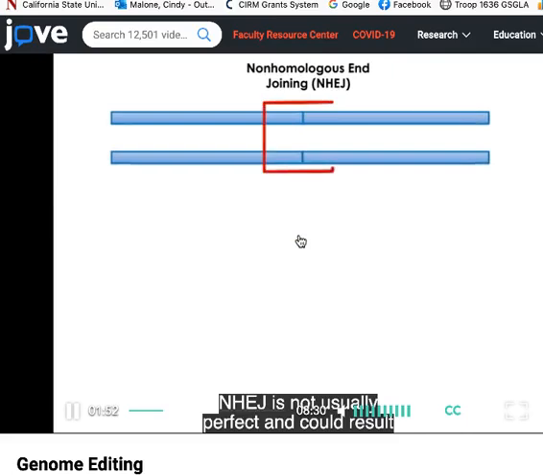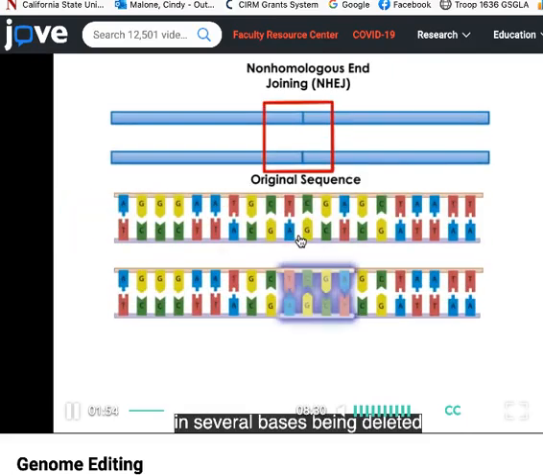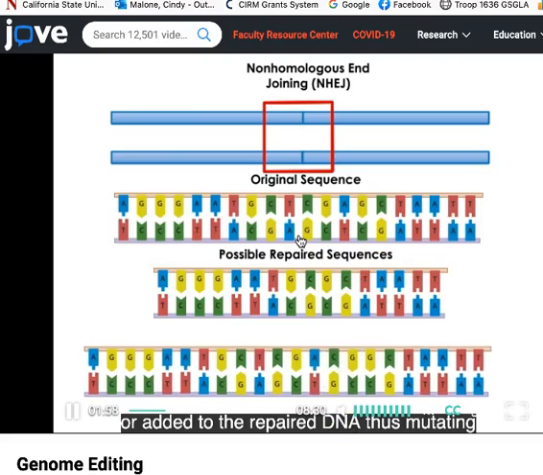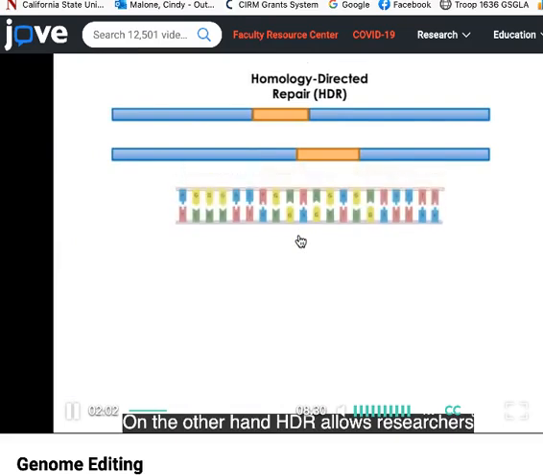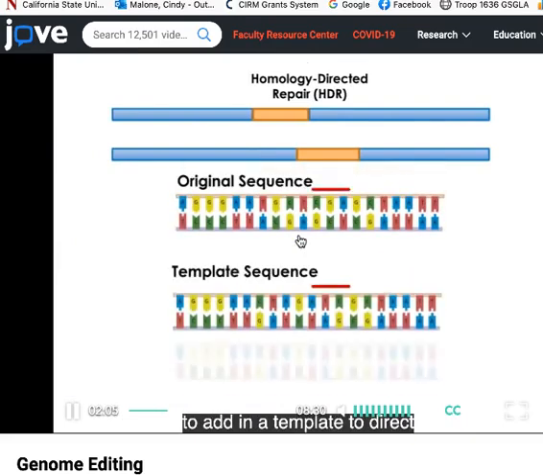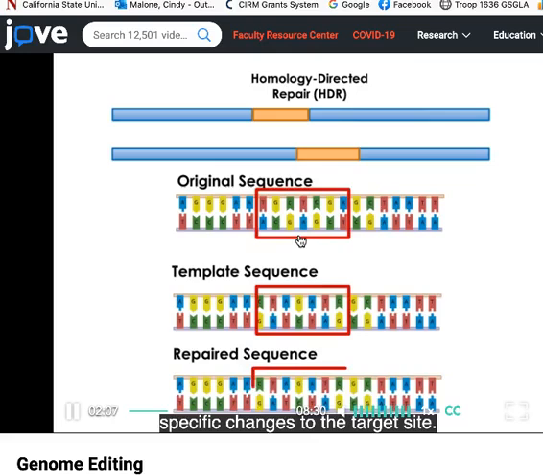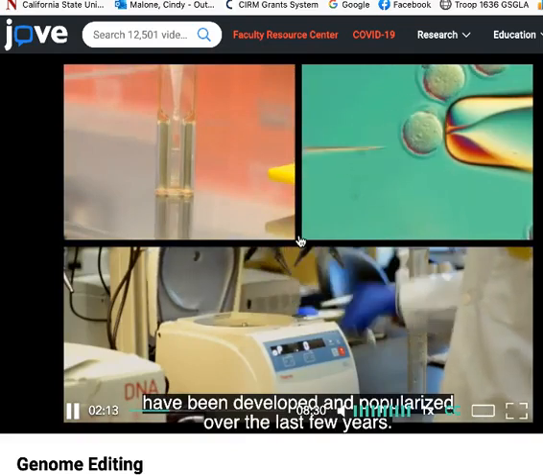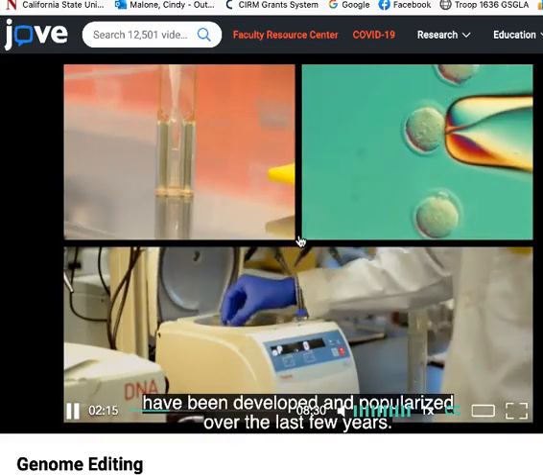NHEJ is not usually perfect and could result in several bases being deleted or added to the repaired DNA, thus mutating the target sequence. On the other hand, HDR allows researchers to add in a template to direct specific changes to the target site. 3 major genome editing techniques have been developed and popularized over the last few years.